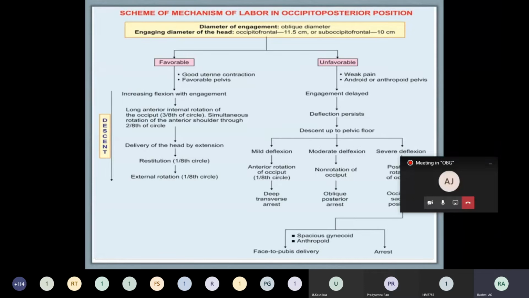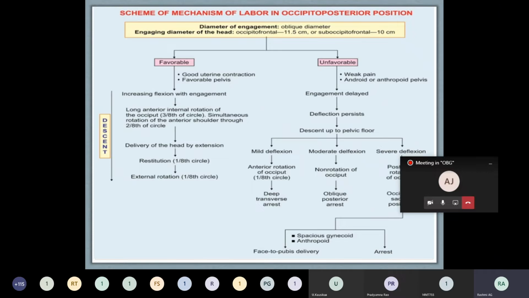Okay. After engagement, the second step is descent with increasing flexion. Okay. And third is internal rotation. So normally in an LOA, left occipital anterior position, the internal rotation occurs by 1/8 of a circle or 45 degrees. But in occipital posterior position, the internal rotation is more. Okay, it has to rotate so that it has to come directly behind the symphysis pubis. So the rotation is by 3/8 of the circle or 135 degrees.